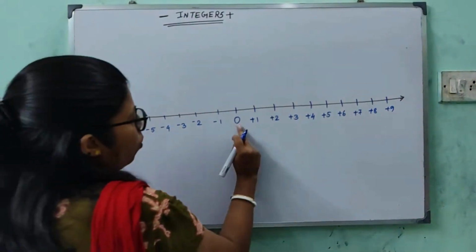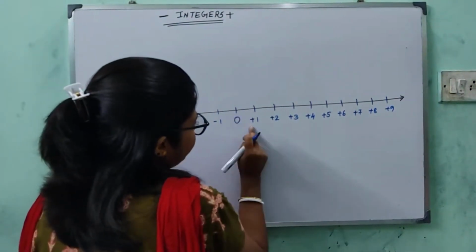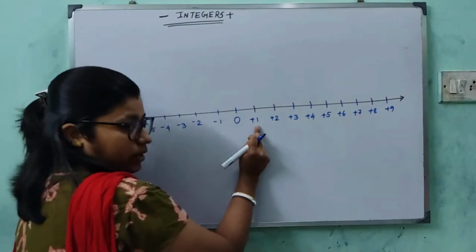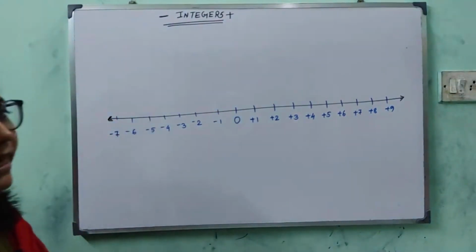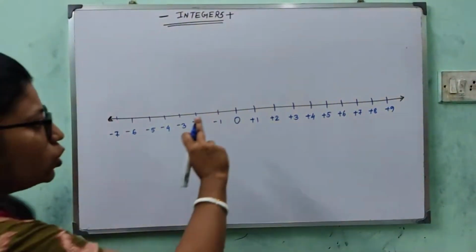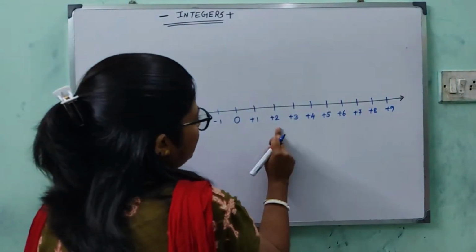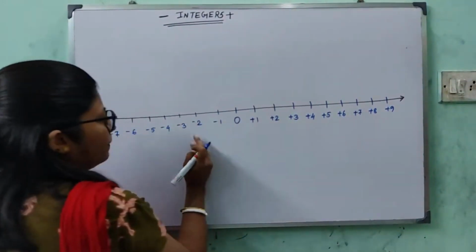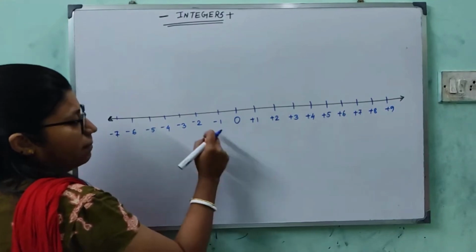So you see, one step to the right hand side of 0, I get a plus 1. And one step to the left hand side of 0, I get a minus 1. 2 steps to the right hand side of 0, I get a plus 2. And 2 steps to the left hand side of 0, I get a minus 2.